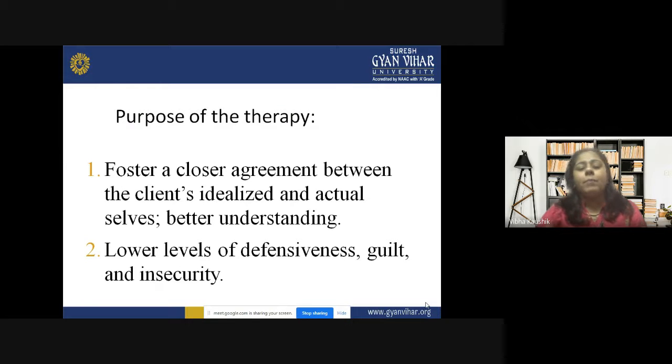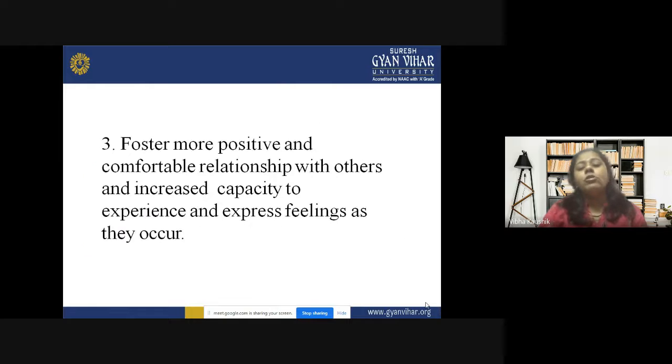Now, the purpose of the therapy: foster a close agreement between the client's idealized and actual self, better understanding, lower level of defensiveness, guilt and insecurity, foster more positive and comfortable relationships with others, and increase capacity to experience and express feelings as they occur.